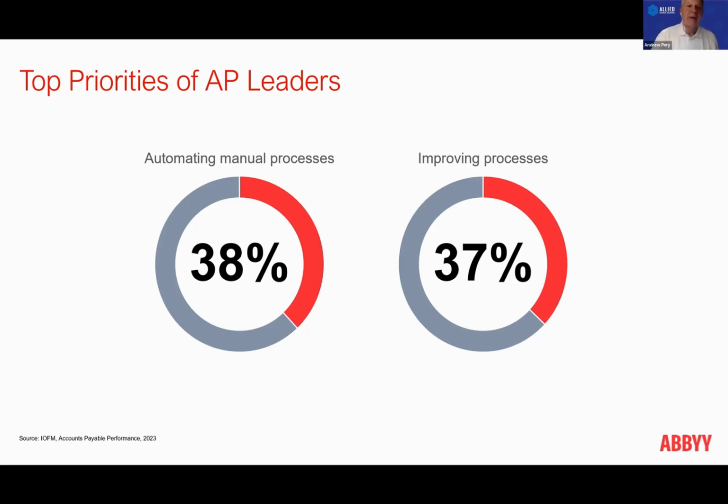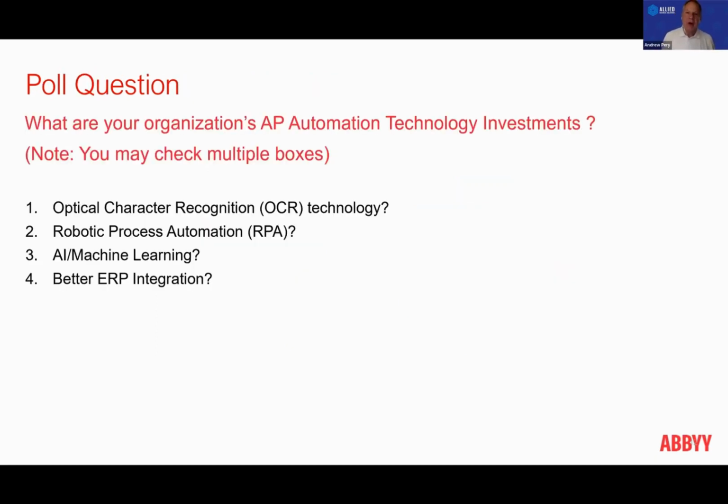Absolutely. So that sort of brings us to the poll question about what sort of technology investments are you envisioning to help your organization's efforts to improve your invoice to pay lifecycle processes. So let's take a look where your emphasis might be. So we want to know, what are your organization's AP automation technology investments? And you might have invested in multiple technologies.